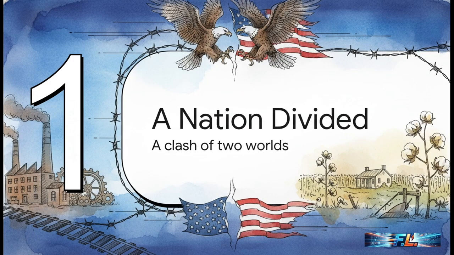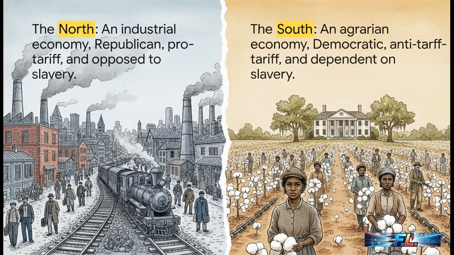Well, to get it, you've got to rewind the clock to 1860. The United States wasn't very united at all. In reality, it was two completely different countries sharing a map, each with its own economy, its own politics, and its own vision for the future. And you can see the split right here. I mean, these two regions couldn't have been on more different tracks.